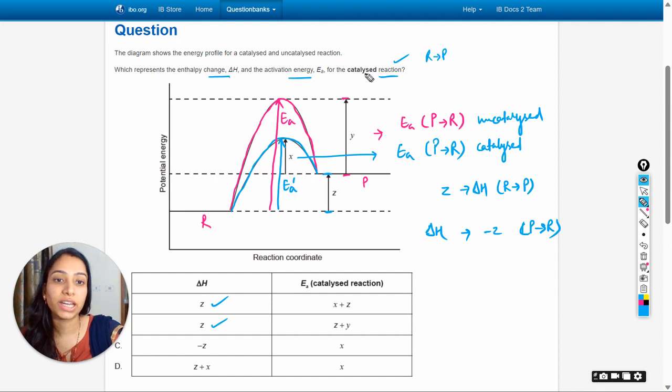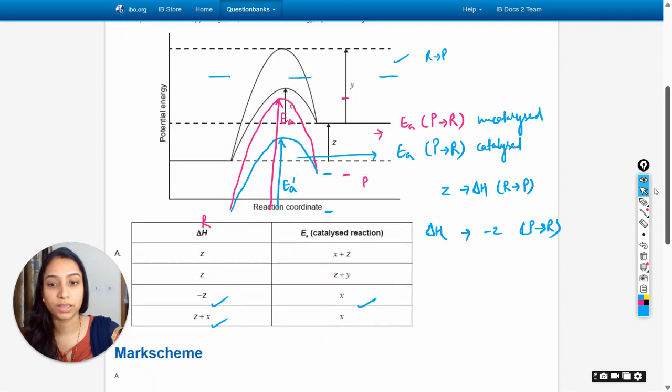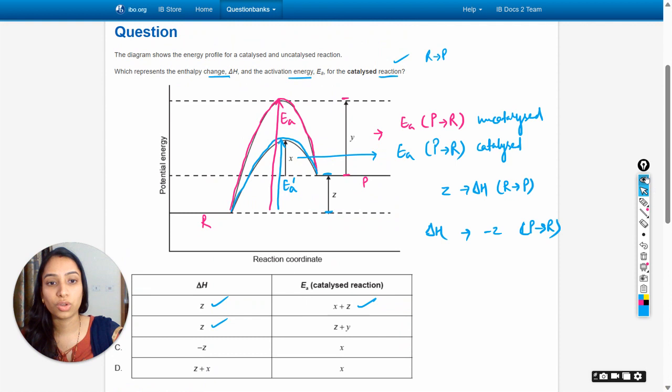Now, activation energy is asked for the catalyzed reaction, and we have already shown this EA dash for the catalyzed reaction from R to P, and if we see this carefully, the sum of X and Z becomes EA dash. So activation energy for the catalyzed reaction is X plus Z. So answer should be A option. Let's check the mark scheme. Yes, A option is right. So this is how we can solve these types of questions.